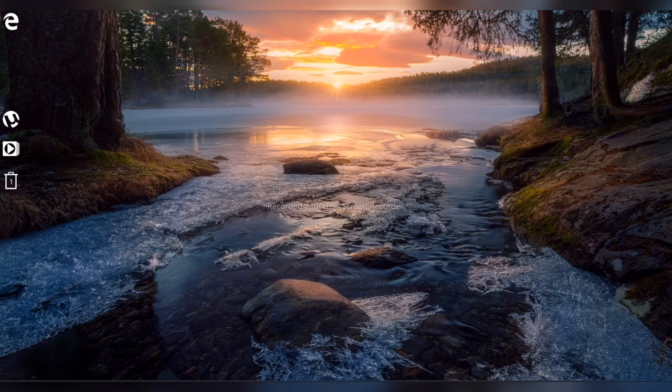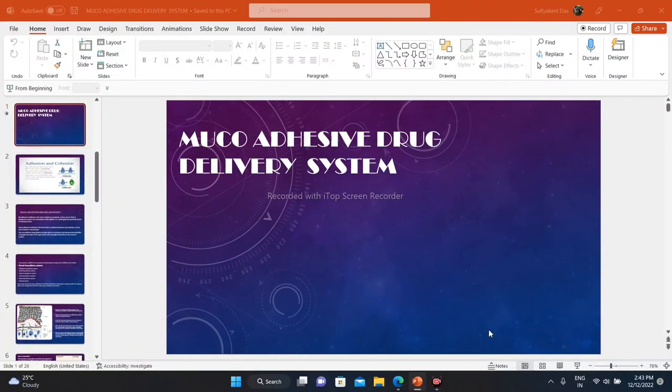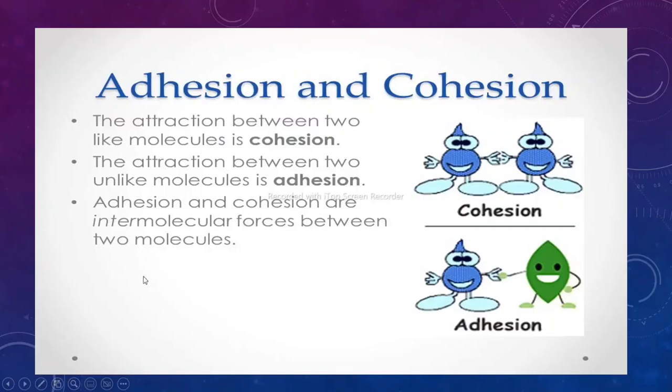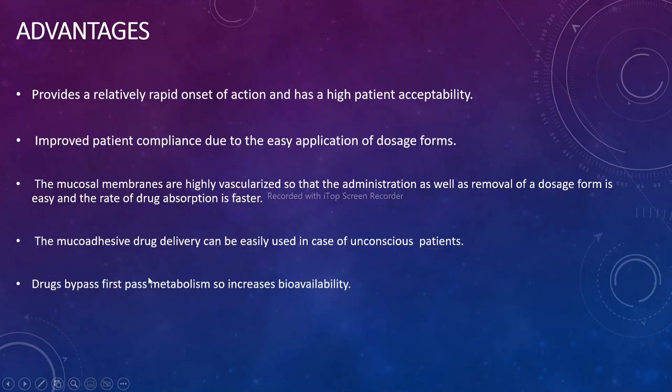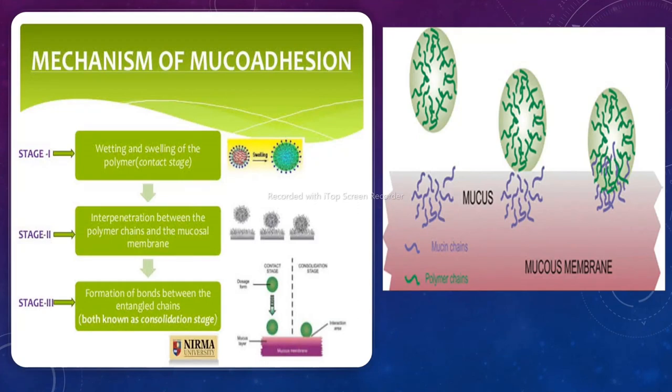So I have come with the continuation of the previous topic, which was the concept of drug delivery system, part 2. We spoke half of the part which I made as a presentation. Now the other half, today we'll see what the rest of the parts are. What we were discussing last time was, we completed till advantages, right? So let's start with the mechanism of muco adhesion.